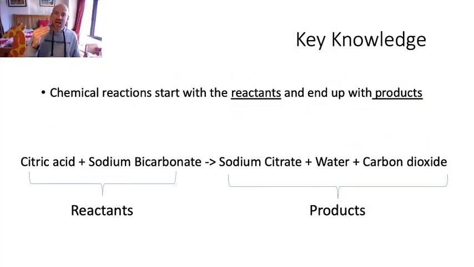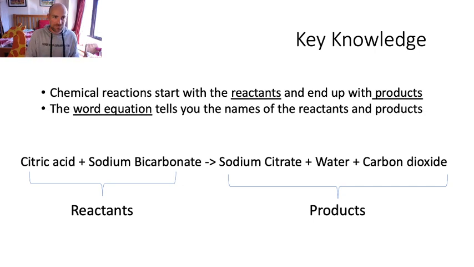Chemical reactions start with reactants and end up with products. And there we have an example, as if we were using fruit juice. We have our reactants, we have a chemical reaction, we get our products. The word equation tells you the names of those reactants. So in our orange juice and our baking powder, citric acid and sodium bicarbonate were the substances that were actually reacting. And we were getting, after the reaction, sodium citrate, water, carbon dioxide, still a few bubbles.